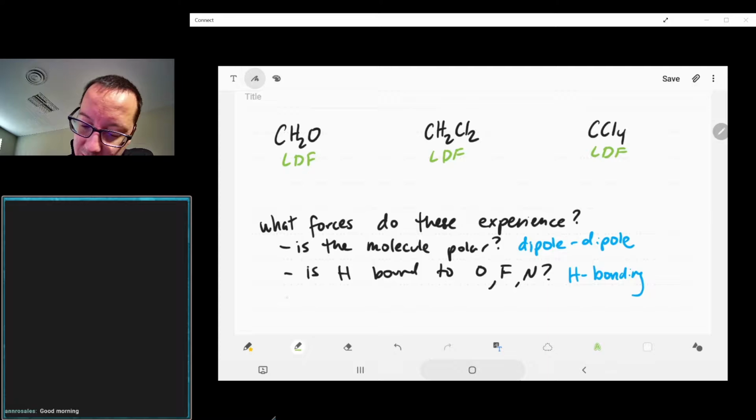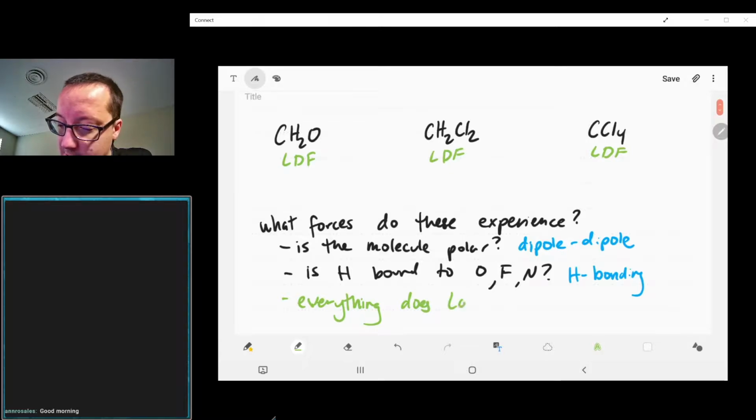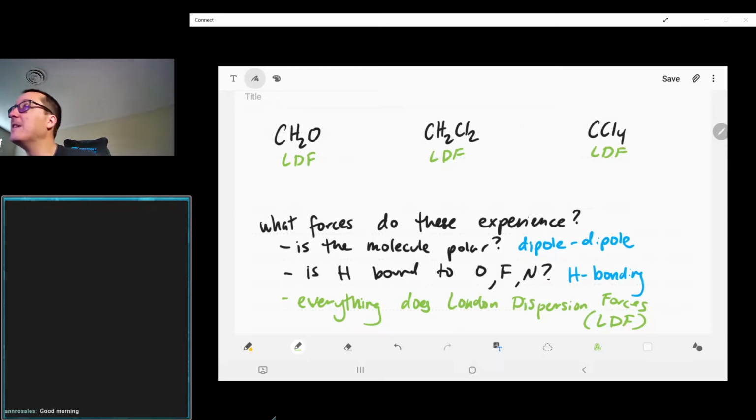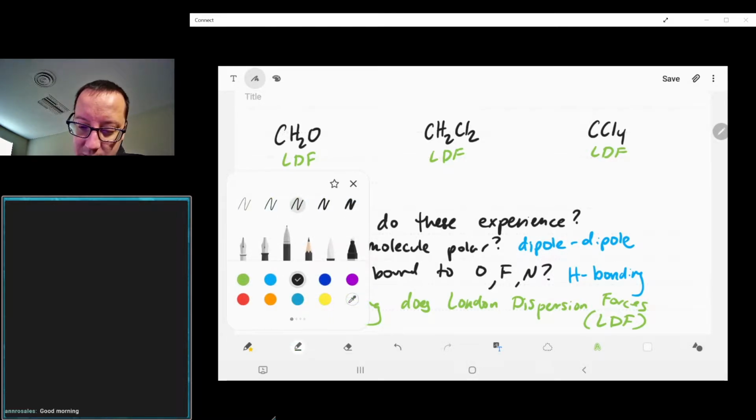So just remember, everything does London dispersion forces. So that's an easy answer for you. If you're ever asked, what forces, you already know it can do London. So that's 1/3 of the work done for you, right? So let's go ahead and come up with these Lewis structures.